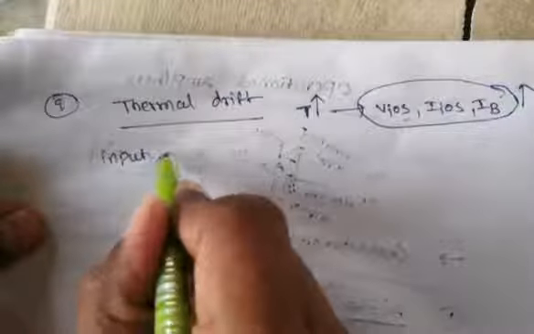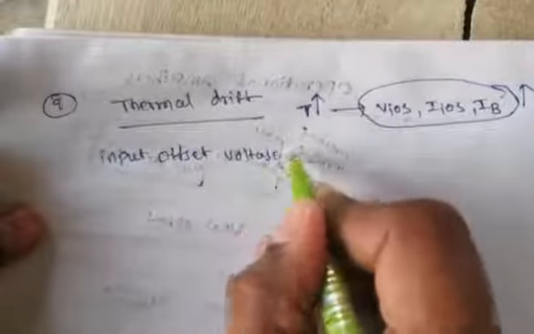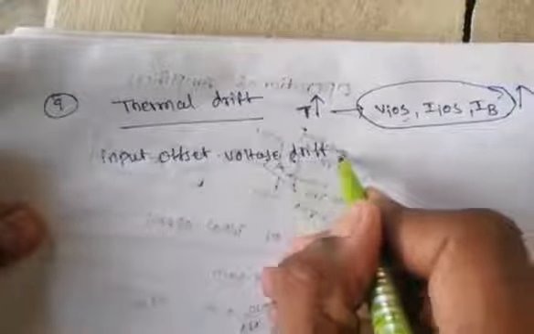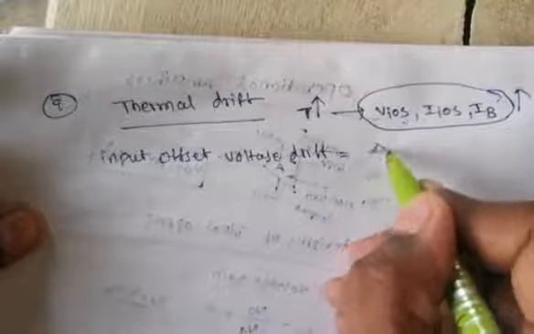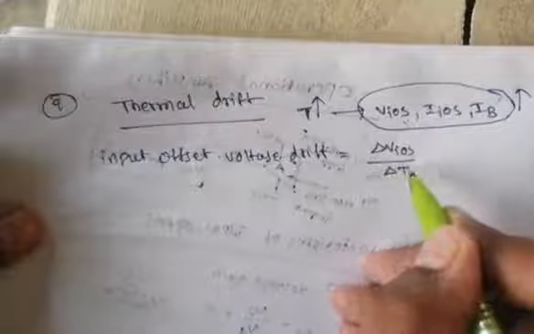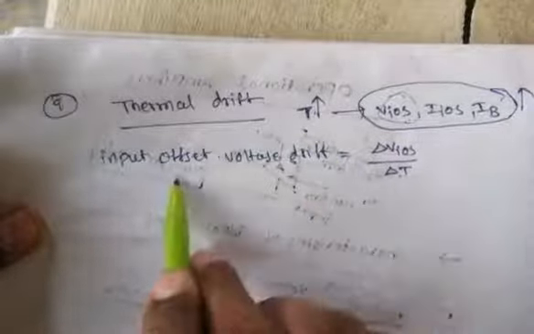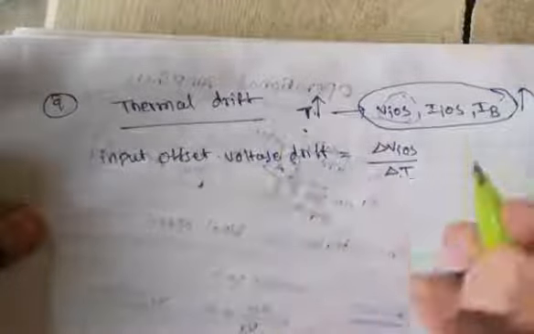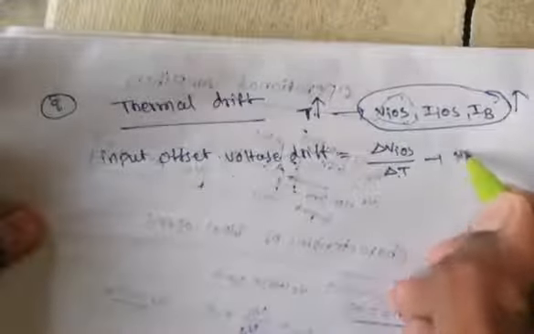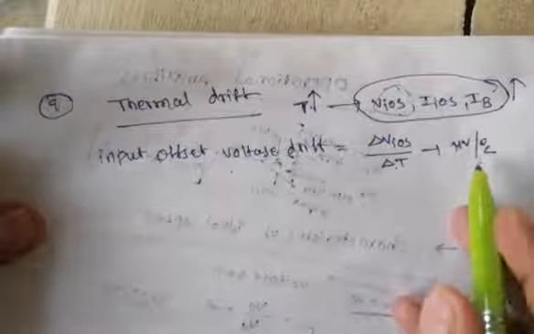That will be categorized in different ways. First, input offset voltage drift: it is nothing but the change in input offset voltage due to the change in temperature. It will be expressed in microvolts per degree centigrade. Parameter units are very important here.